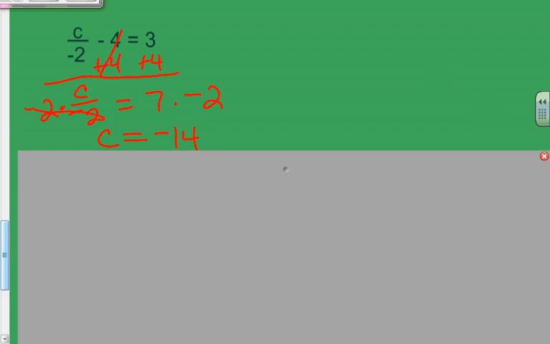Then we're going to come over here and plug negative 14 in for C. Put a negative 2 under it. Minus 4 equals 3. 14 divided by 2 is 7. And negative divided by negative is a positive. 7 minus 4 is 3. And that's what the other side should be. So that's how you check.